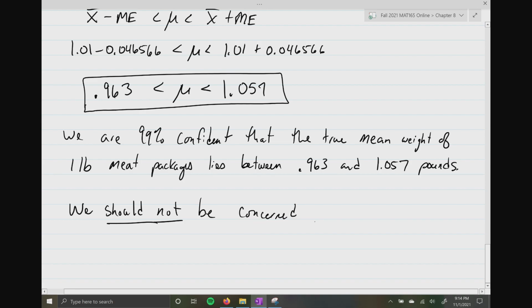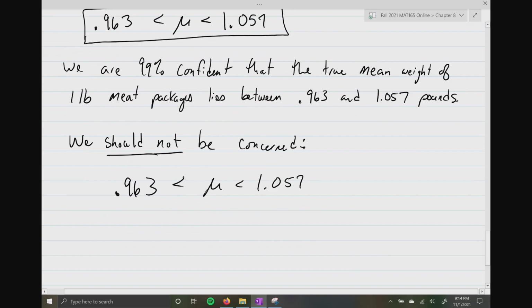And the reason for that is when you look at the confidence interval and you compare that to the number 1, the quality control department is saying all the packages should be 1 pound. But we know we are not perfect individuals. But if we are 99% confident that the true mean weight of 1 pound packages is in between these two numbers, and notice 1 is in between those two numbers. So the meat department should not be concerned. They shouldn't change anything. Let people do their job.